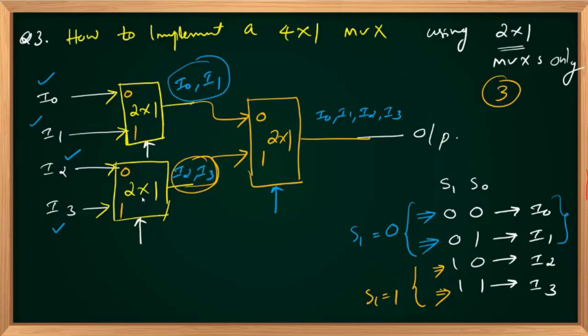Right? So which one should I connect? If I am labeling S1 here, that implies if S1 equals 0, look at this. S1 equals 0, S1 equals 0, I0 will be selected at the output side, and that contains either I0 or I1. Now when S1 is 0, either I0 or I1 will be selected. Clear?